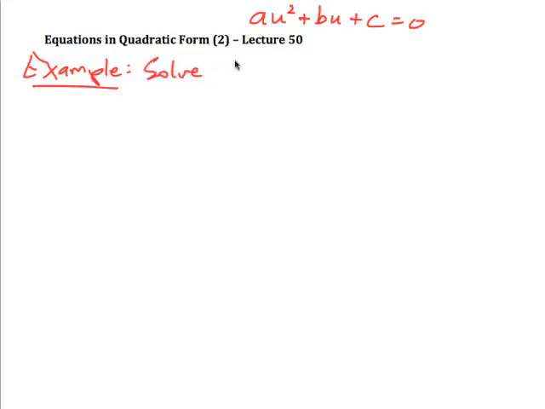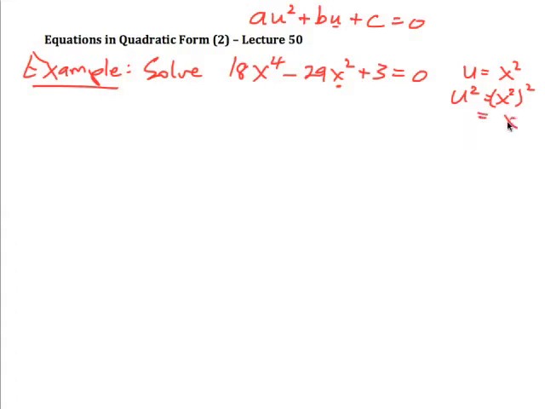Let's suppose I want to solve 18x to the 4 minus 29x squared plus 3 equals 0. Now it doesn't apparently look like it's in this form, except that if I take u equal to x squared, there's our hint right there, and we know that u squared would be equal to x squared squared, which would be x to the 4. So this would really become 18u squared minus 29u plus 3 equals 0. So now we have a quadratic form.